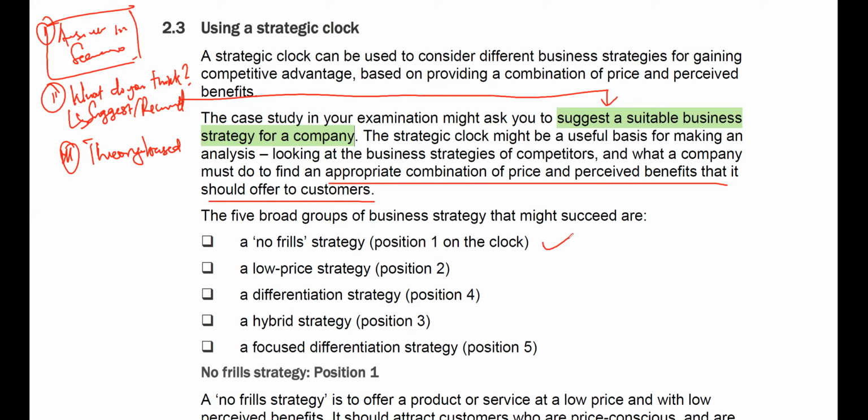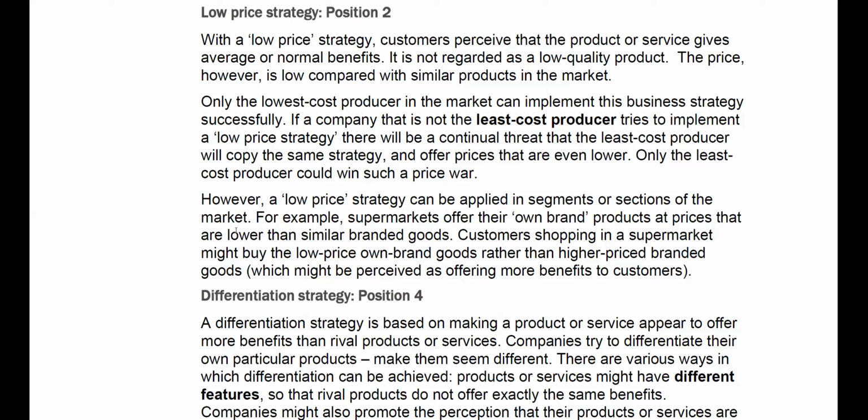If a company that is not the least cost producer tries to implement a low price strategy, there will be a continual threat that the least cost producer will copy the same strategy and often offer prices that are even lower. So only the least cost producer will win such a price war, because at the end of the day, he's able to what? Coordinate his value chain in a way that he comes with what? Let's say a better negotiation with suppliers to get suitable raw material prices, which means your inbound logistics and your procurement is good. This can end you up having the lowest price on the market. And if you can bring these medium or normal benefits, then nobody can compete with you because you are the lowest cost producer. Do you understand?